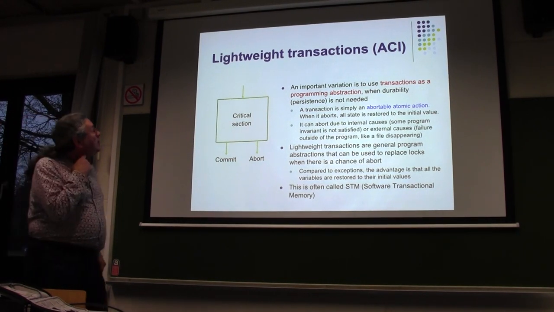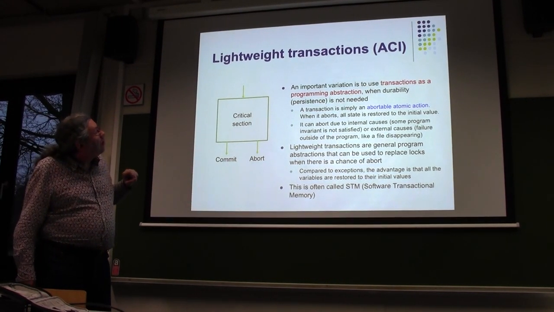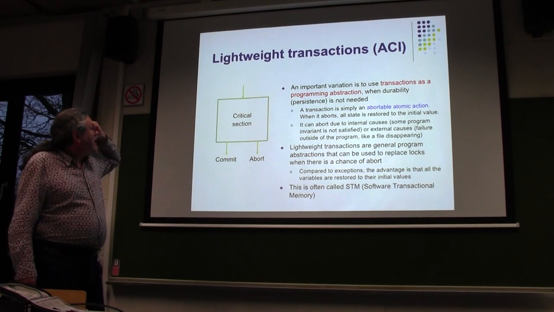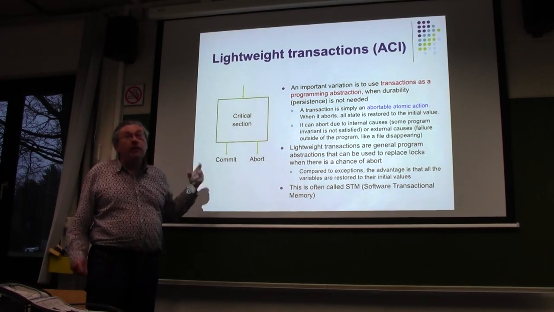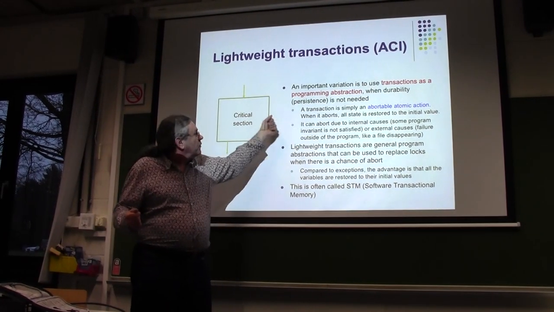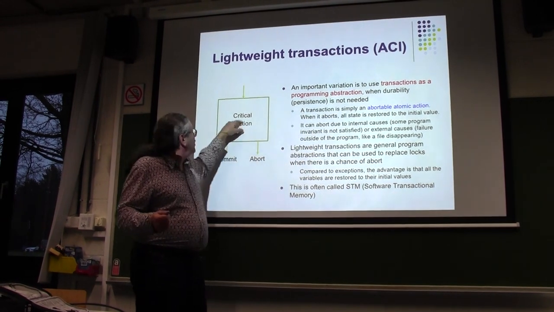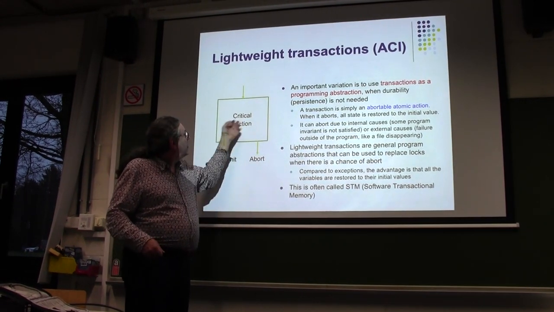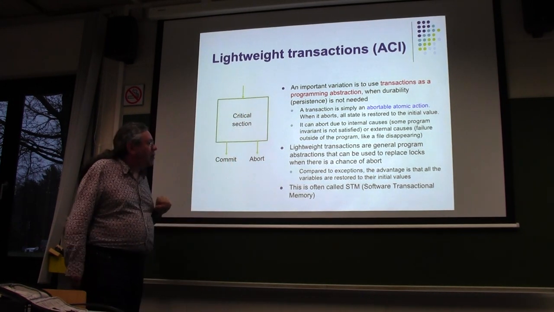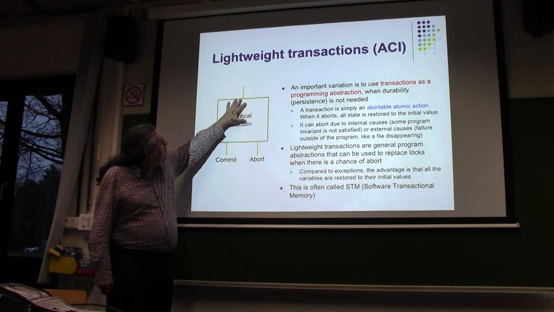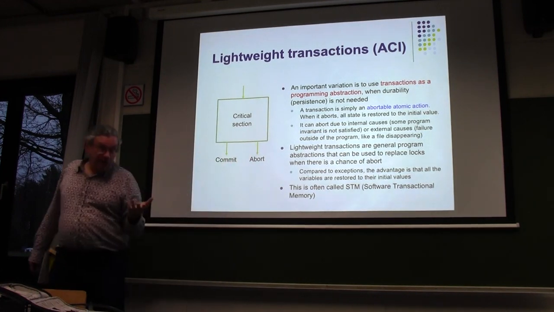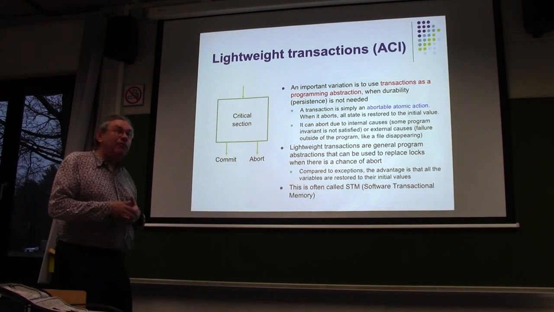There's a variation called lightweight transactions or ACI, where you don't have durability, where it's just in memory. It's an abortable atomic action. So it's like a lock, but you can abort it. It could abort for many reasons: some invariant not satisfied, or some computation you do is not good. So this is like a program abstraction. And when it aborts, all the variables are restored. So it's actually much better than exceptions. You know that when you have an error, you can raise an exception. And then the exception handler fixes things.